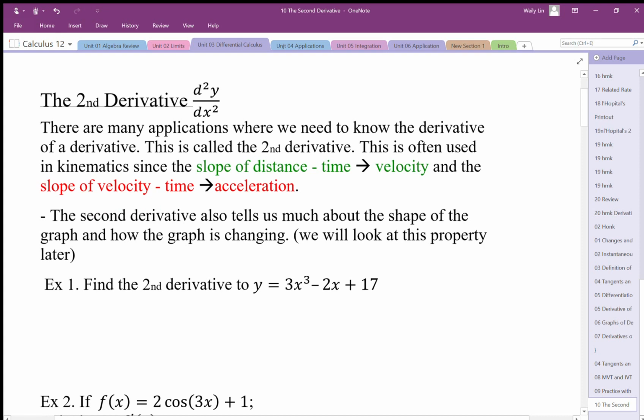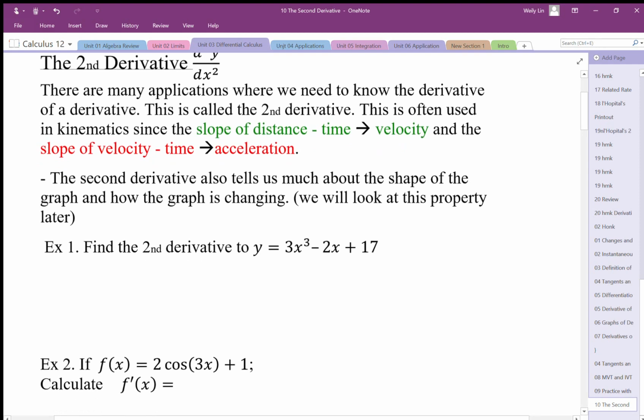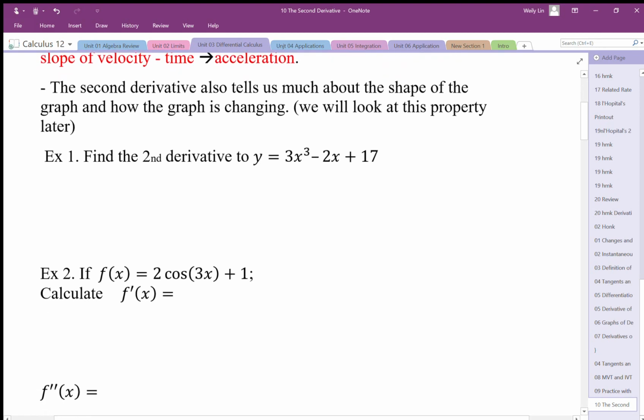The second derivative also tells us how graphs change, which means it must give us some indication of the shape of the graph. And so when we look at the second derivative, we can make some inferences about what the shape of the graph is. We're going to take a look at this a little bit later, but we'll just do the second derivative to start. So to do the second derivative, we first of all take the first derivative.